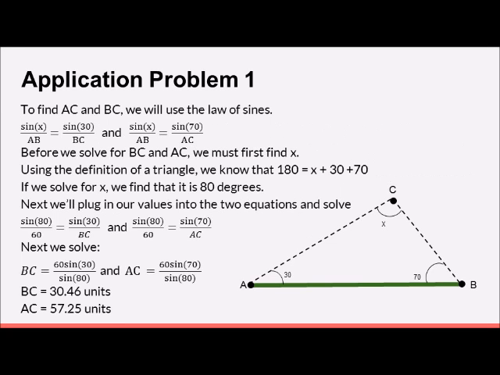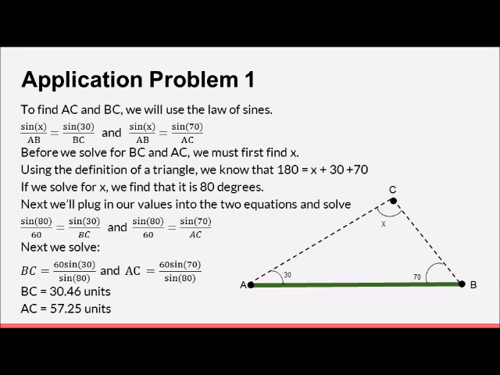To find the two distances, AC and BC, we will use the law of sines. Using the formula, we find that our two equations are sin x over AB equals sin 30 over BC, and sin x over AB equals sin 70 over AC. But before we can solve for BC and AC, we must find the angle x.